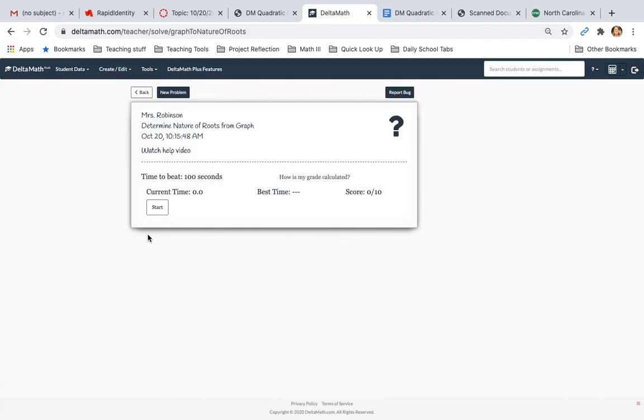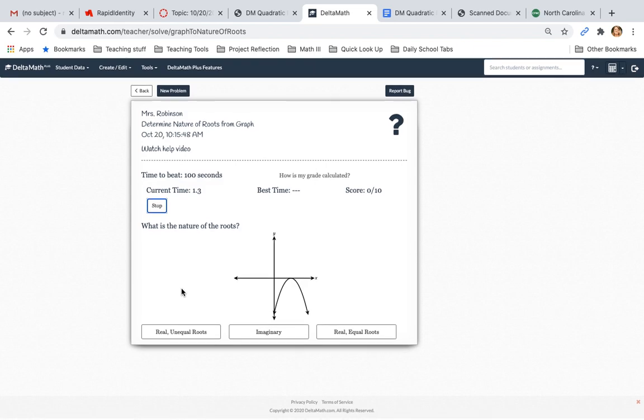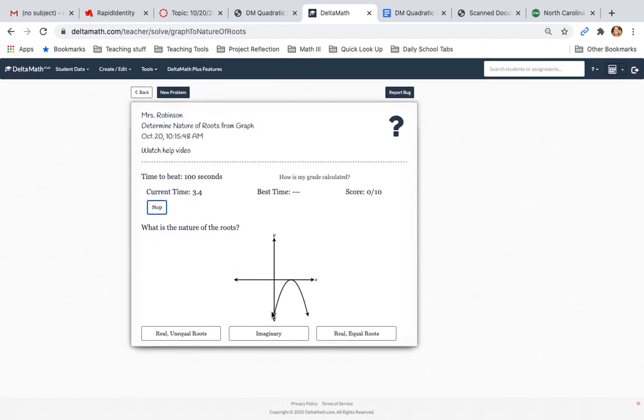And then lastly, do a few where you're going, okay, what does this mean? So if it touches 1 time, it means I have equal roots. If it does not touch at all, I have imaginary roots. If it touches twice, they are real but unequal, which means I have 2 different roots. Doesn't touch, imaginary. Touches once, equal. Does not touch, imaginary, etc.